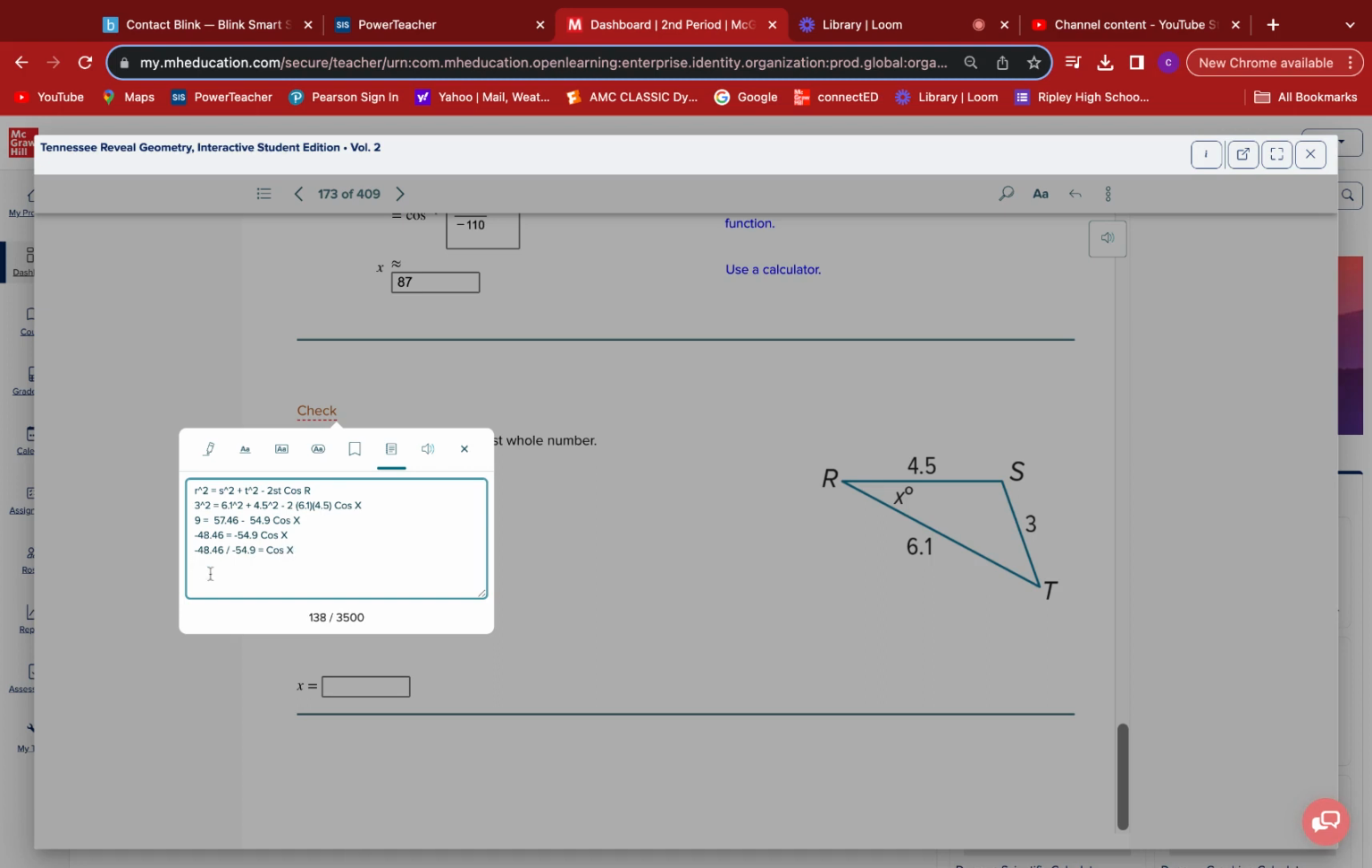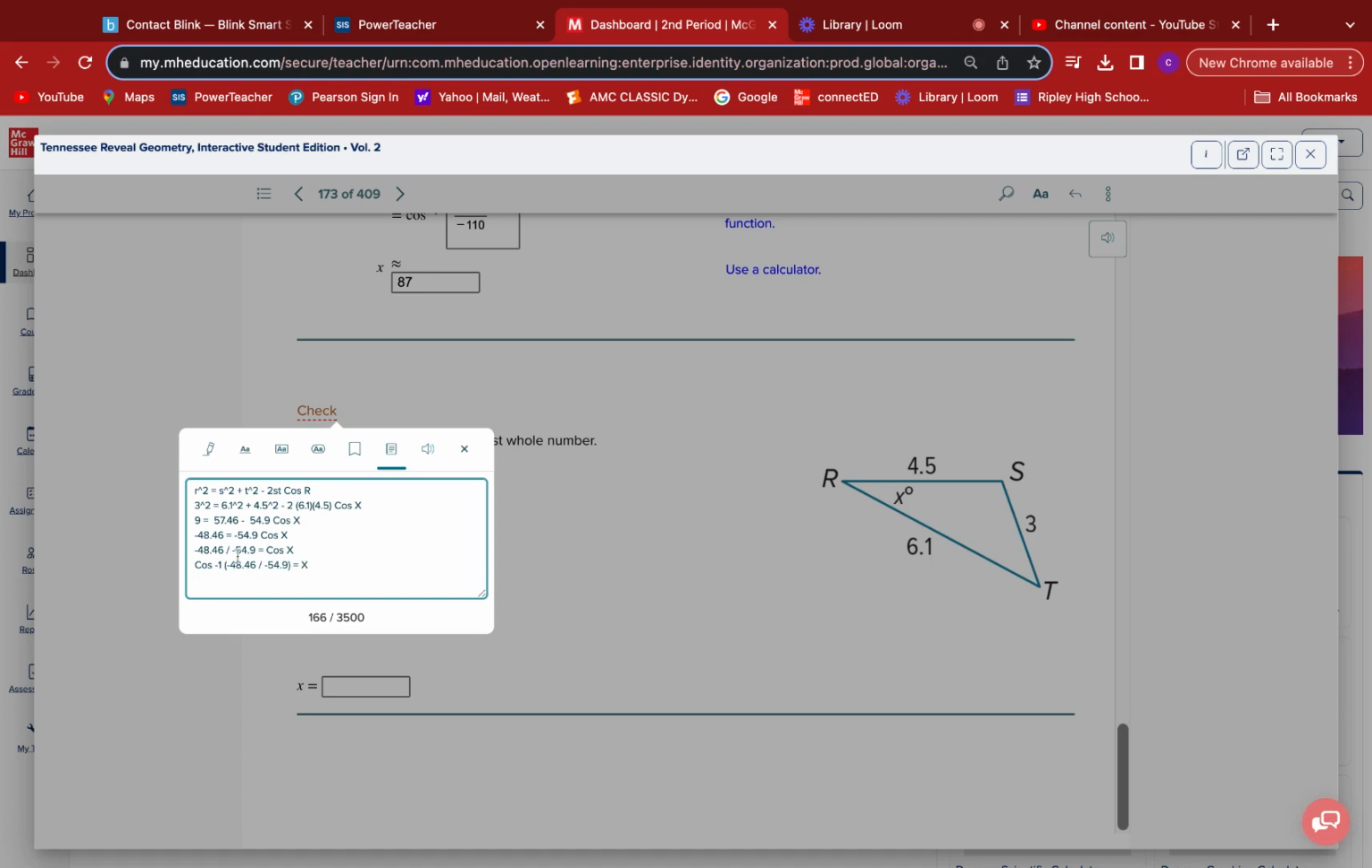Okay, now here's where I got to do inverse. I got to do inverse of this ugly stuff right here, because the only way to get a cosine to go away, because I'm solving for the angle X, is to do the inverse cosine. So it's going to be cosine to the negative 1 of the negative 48.46 divided by the negative 54.9. So this is what you're putting in your calculator. This is going to get you what X is.